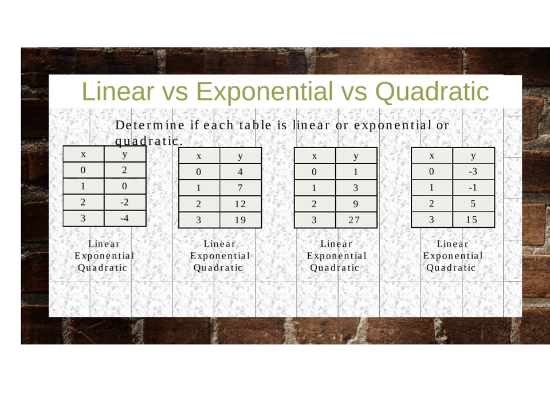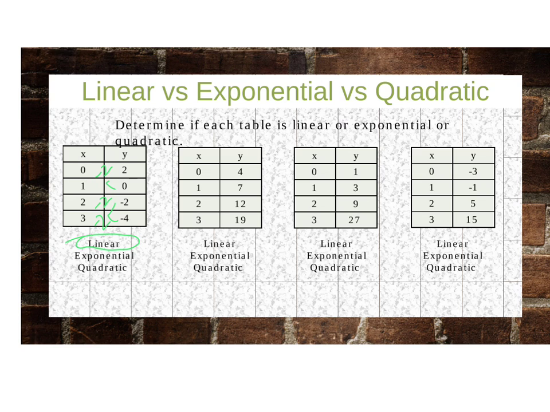All right, they want us to identify these tables as linear, exponential, or quadratic. Let's take a look at the first table. 2 minus 2 is 0, which minus 2 is negative 2, which minus 2 is negative 4, so this first one is linear.